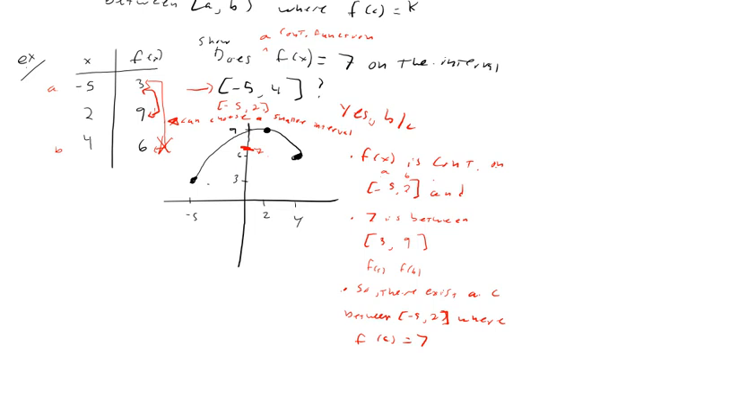That's how the intermediate value theorem works. If you're looking for a value on an interval, you need to declare that it's continuous. These three pieces. You need to declare that your point is between the low and the high, the y values. And then you need to state that, yes, there is a point between -5 to 2 where f of c is 7. Or f of c is whatever, right? Those are the kind of questions, right?